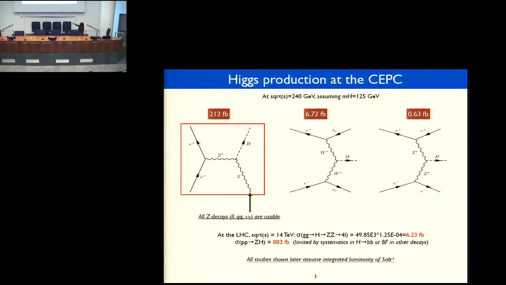The second channel, which bears some similarities in production with the CEPC, is ZH. But as you can imagine, even though the cross section is relatively high, at the LHC you're dealing with a very background-challenged environment. Either you look for Higgs to bb in the dominant decay channel, but then you suffer from systematics, or you have to look into rare decays of the Higgs, but again you suffer from the branching ratios. So I think the key message here is that there's a significant gain in terms of statistics when you study the Higgs to ZZ interaction.